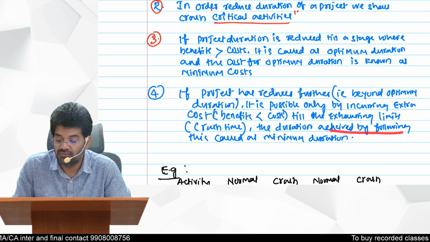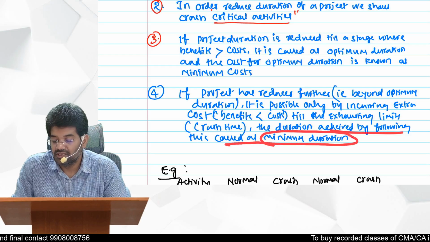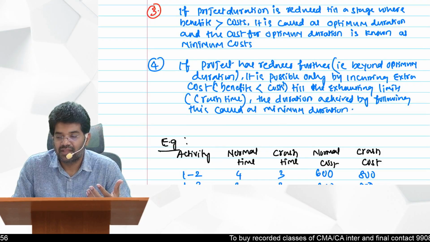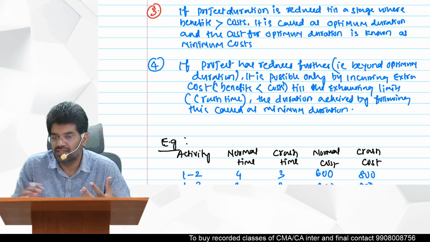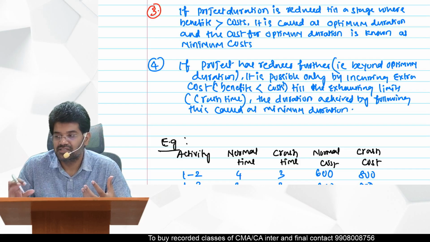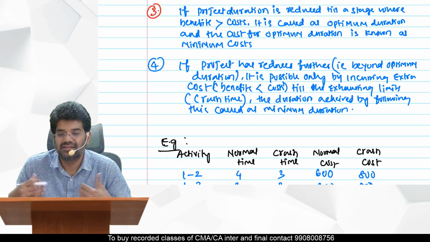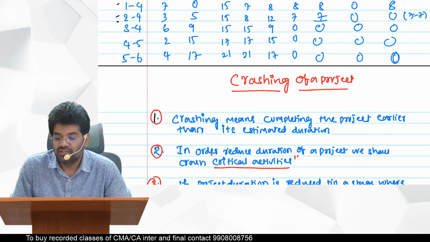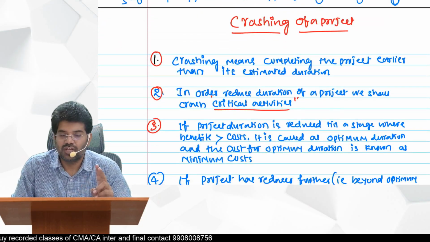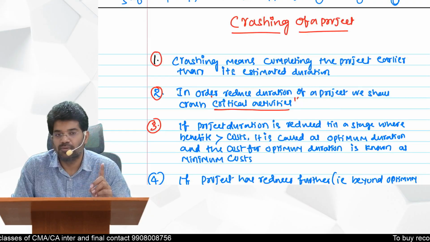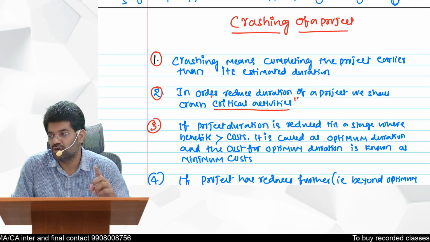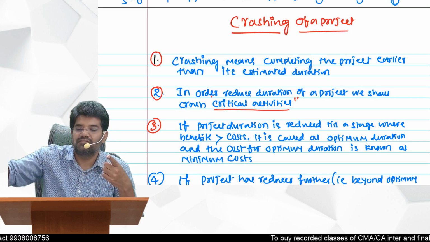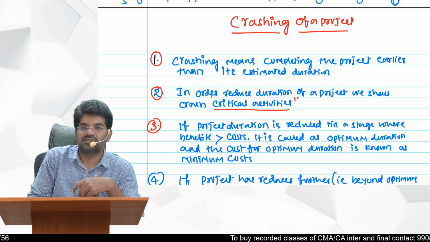The duration achieved by fulfilling this is called the minimum duration. So without considering the incremental benefit, if you further crash, the duration you achieve is called the minimum duration, not the optimum duration. So in crashing they can ask two types of durations. One is optimum duration, the other is minimum duration. They will ask for the optimum duration and its associated cost, and the minimum duration and its associated cost.